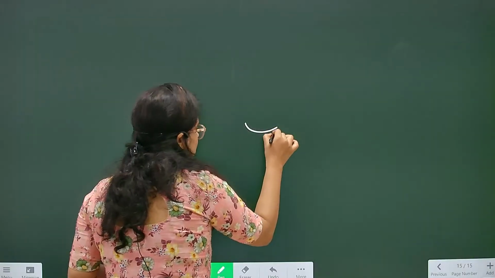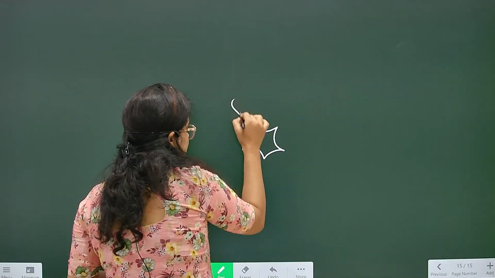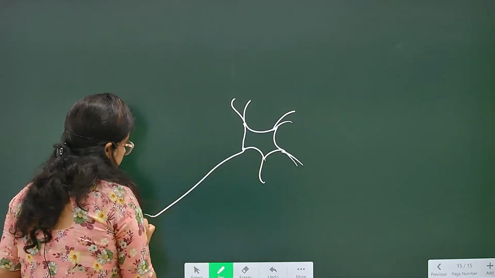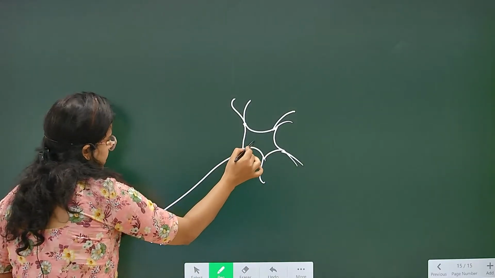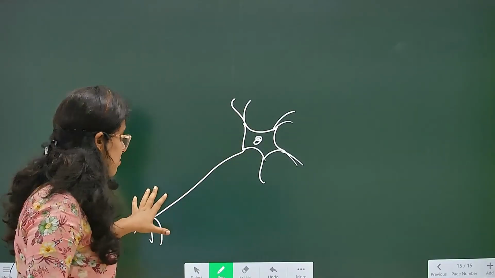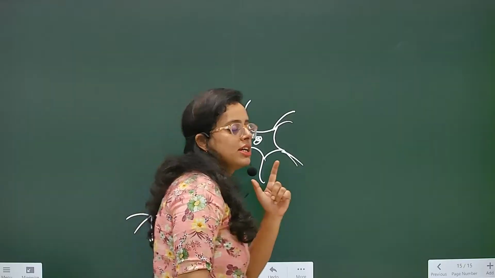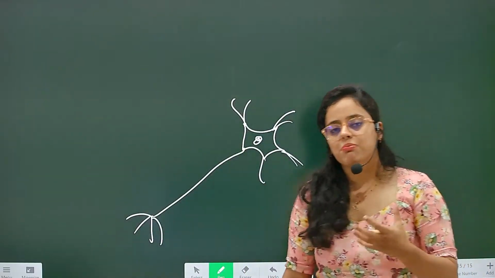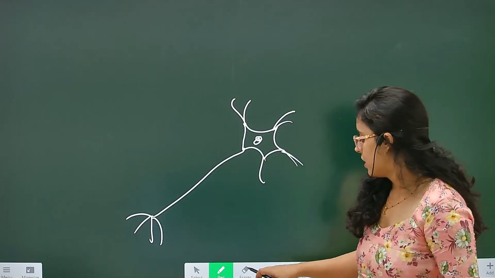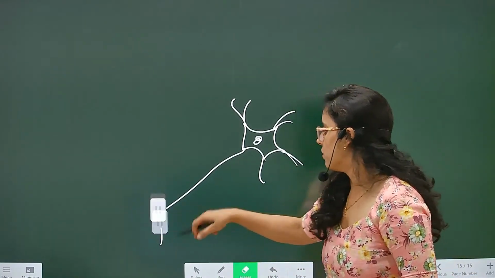Now coming to multipolar. You have already learned the typical structure. The cell body is present, multiple branches, dendrites are present, and the axon is also present. This type of construct, where multiple dendritic branches are present, is called multipolar, which is prominently present in the peripheral nervous system or motor neurons. So these are the types of neurons.